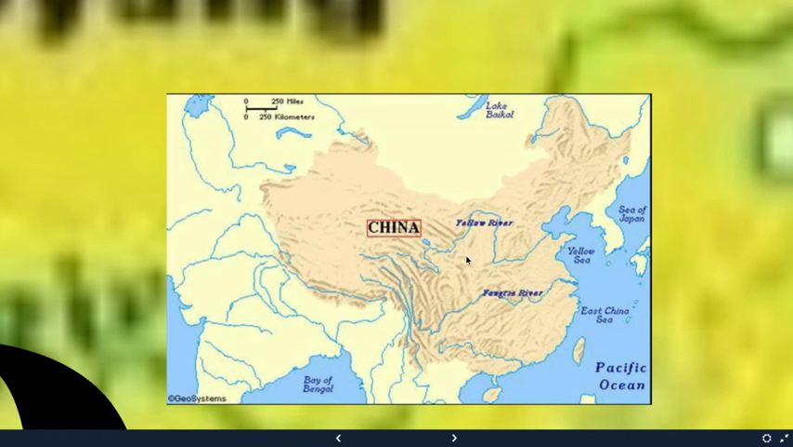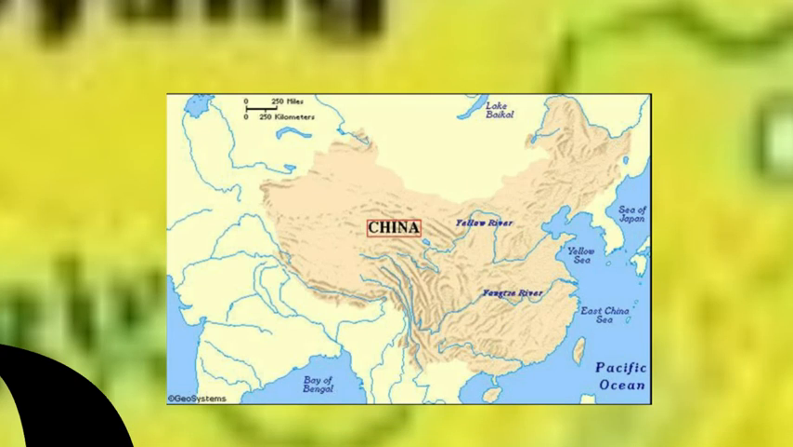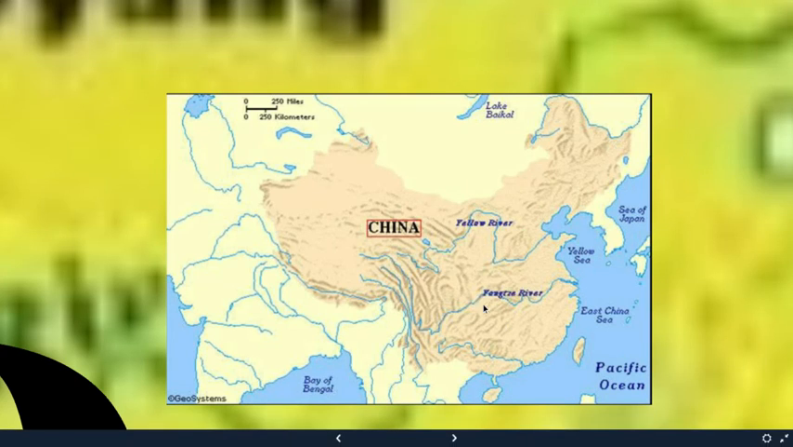But so here we have the Yellow, and then here we have the Yangtze River. So it's Yangtze, okay? I always think of yin and yang, right, to remember. Or I use Why China, okay, to kind of help me identify these rivers.